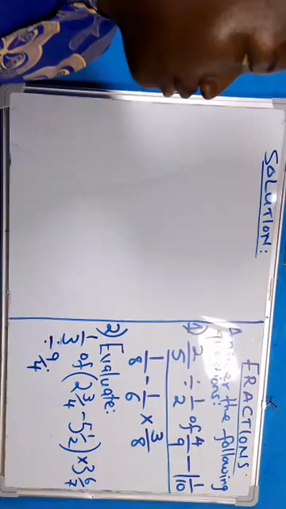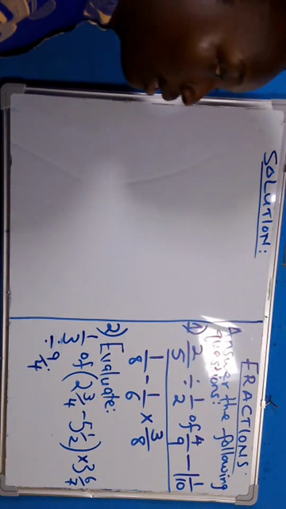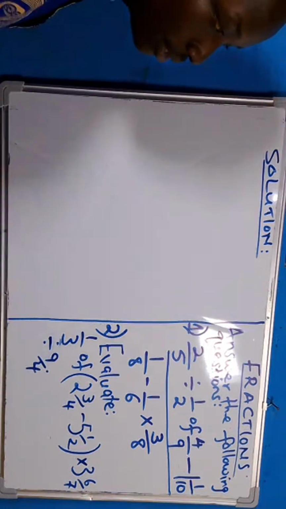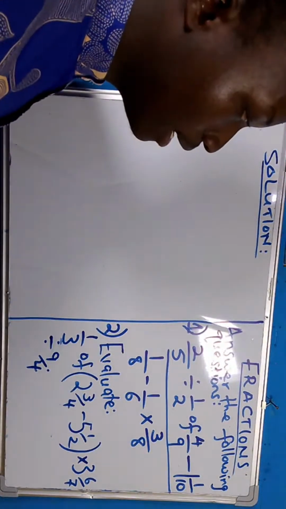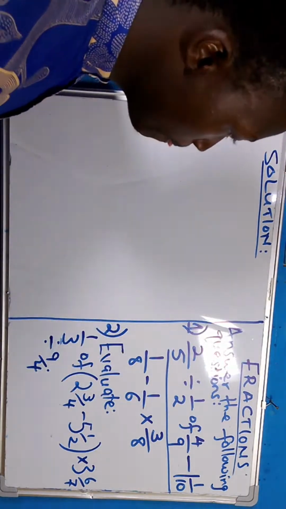So today we are going to do these particular questions on fractions, and our question number 1 is: answer the following questions. The first question is 2 over 5 divided by a half of 4 over 9 minus 1 whole 1 over 10, all over the denominator.